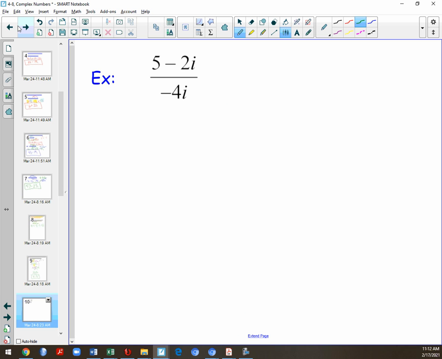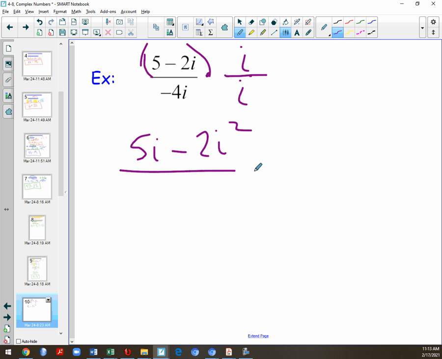Same exact thing, but this time, 5 is not divisible by 4, but 2 is. So we're not going to simplify, we're just going to deal with it. I don't care that the -4 is there. What I care about is the i. So I'm going to multiply by what I need to turn that i into an i squared. So that means I'm going to multiply by i. What you do to the bottom, you do to the top. Put parentheses here and distribute: 5i minus 2i squared all over -4i squared.